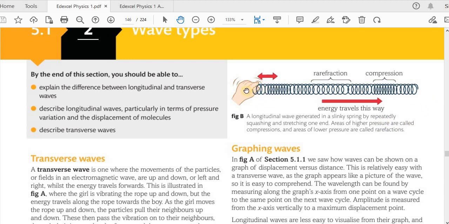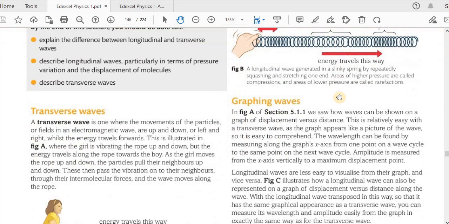So you just move your hand forwards, backwards. Areas of higher pressure are called compressions, and areas of lower pressure are called rarefactions. See, where the coils are closer together, from the name itself you can understand that's a compression. Then the other one is where they are spaced out, which is called rarefaction.